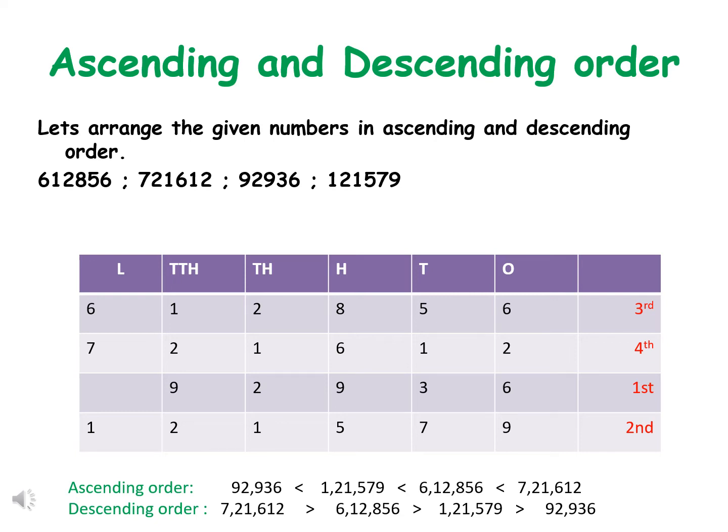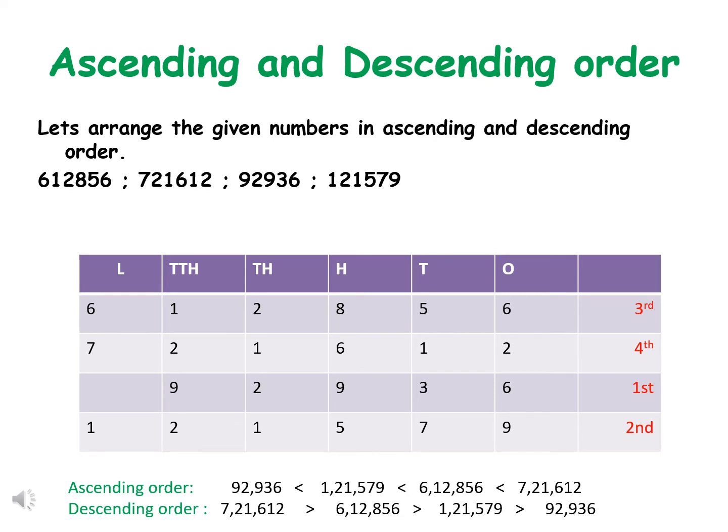So the first number is the number which has the lesser number of digits. So the third number, 92,936, has 5 digits, so it is the smallest number. After that, follow rule 2 that you studied while comparing the numbers. We have to see the leftmost digit. The leftmost digit of the last number is 1. So 1,21,579 becomes the second number, which is bigger than the first number.